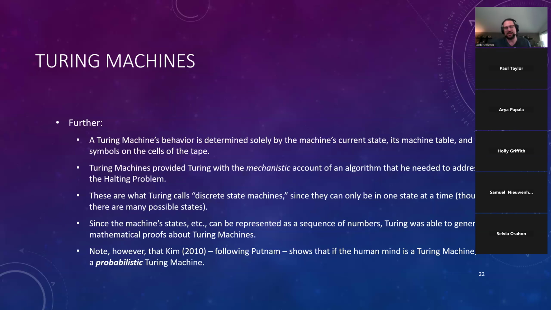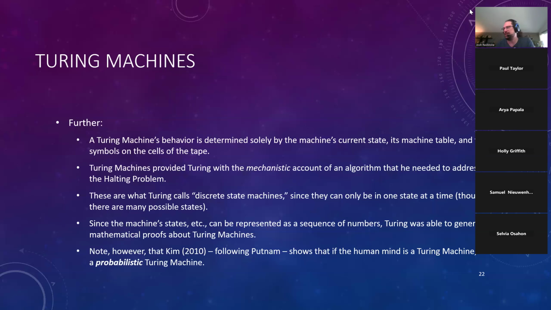And those symbols represent information. The machine head can move the tape, write and delete symbols, etc. And the machine table contains all of the possible states the machine could be in. And so, Turing machines are deterministic, right? They're completely determined by the current state of the machine, what's in the machine table, what's on the tape, etc.